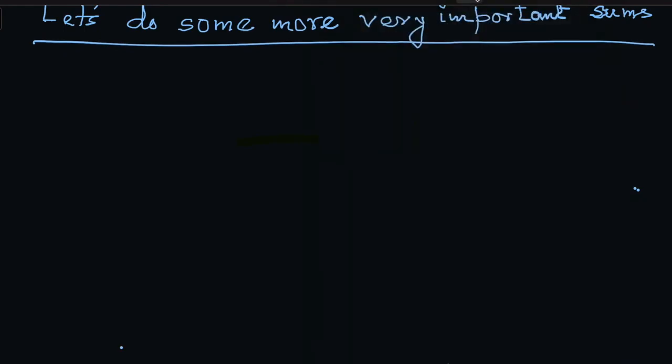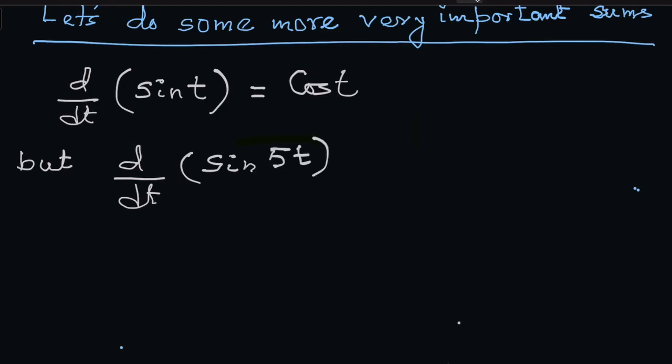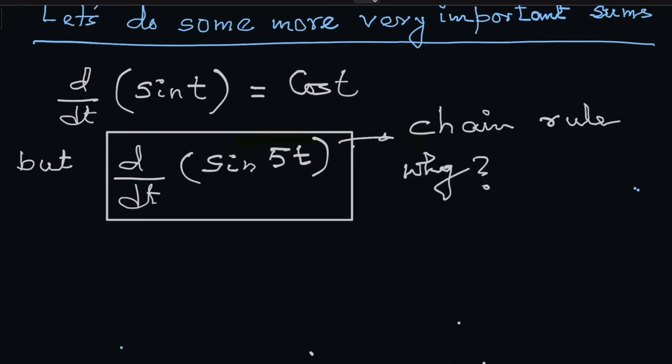For the important sums, change the color. d/dt of sine t is cos t, we know that. But d/dt of sine 5t, that means 5 times of t, then it will not be done directly. You have to apply chain rule. Why?